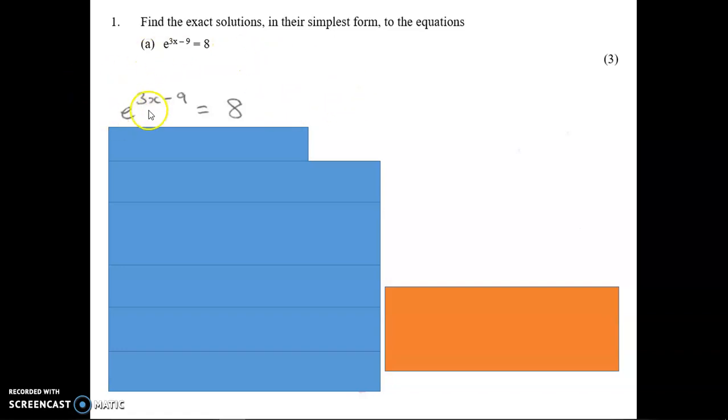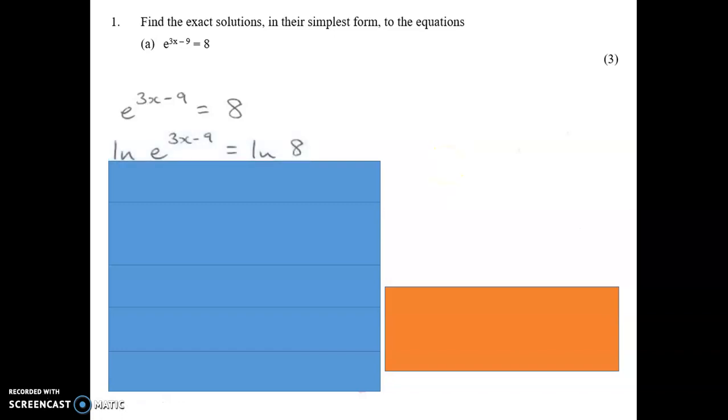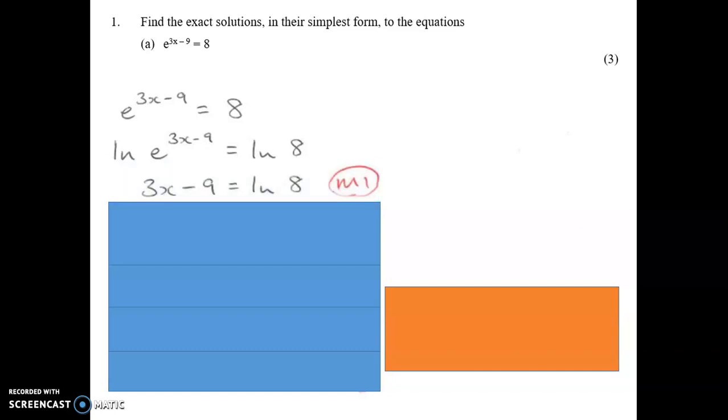And this exponential has got base e, so we're going to take log base e, or ln, on both sides. So the first step, we've got natural logs of both sides, and now on the left we can see we've got the natural log of e to the power of something, and they are inverse of each other, so we end up just with 3x minus 9 on the left. And it's at that point that you'll get your first method mark.